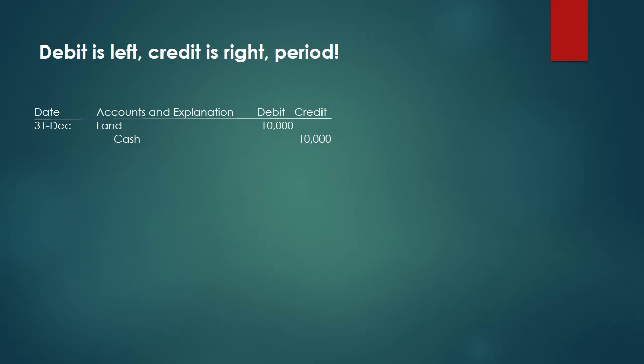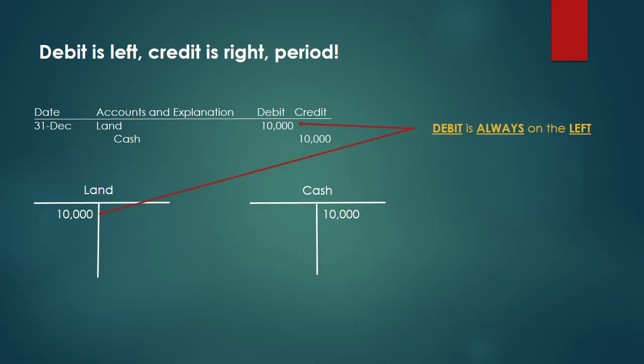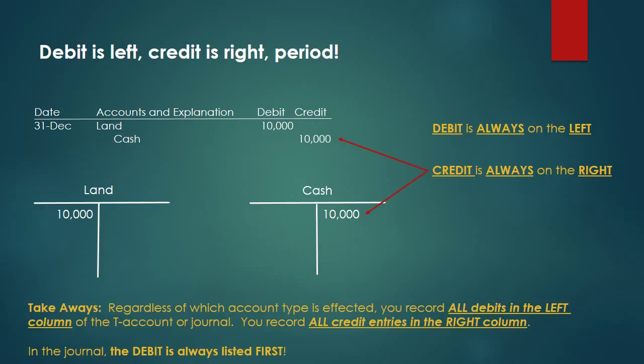Here you see a typical journal entry, just like you've seen in your book. And here you see a couple of T accounts for the individual accounts, in this case land and cash. And you will note that the debits are always on the left, be it the journal, the T accounts, and similarly your trial balance and anything else you might prepare. Now, you also notice that the credit is always on the right. And that's it. The key takeaway in this lesson is that regardless of what account is affected, you record all debits on the left and all credit entries in the right-hand column.